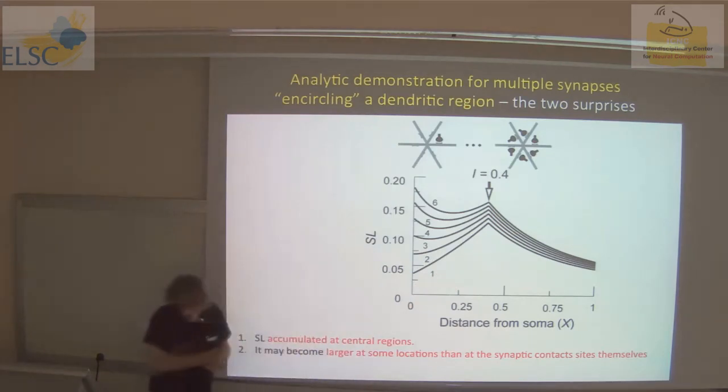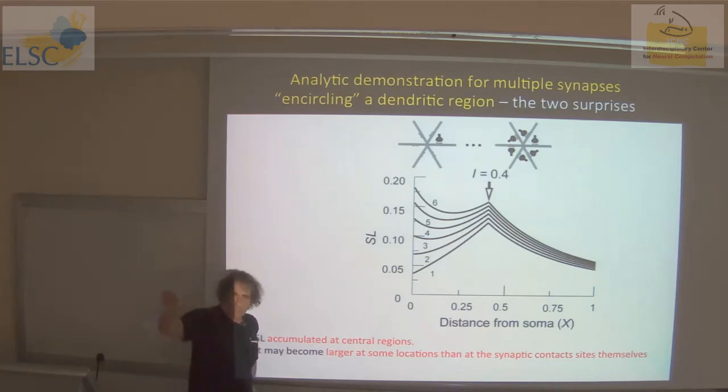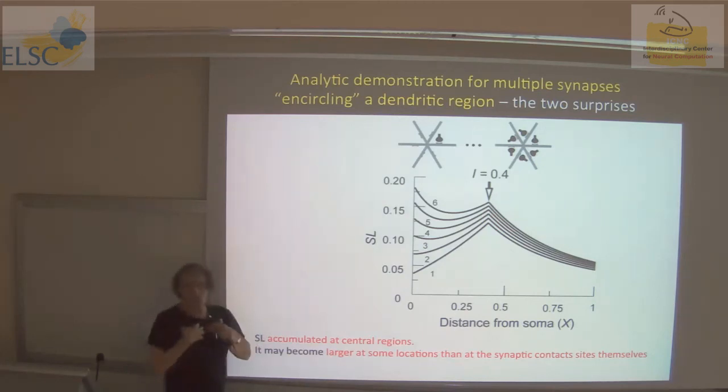I didn't think about it. Maybe it's not a surprise to somebody else, but I was really surprised that I can get a bigger shunt from encircling synapses at a location without a synapse. I always thought that near the synapse is the maximal effect of the synapse in terms of shunt.